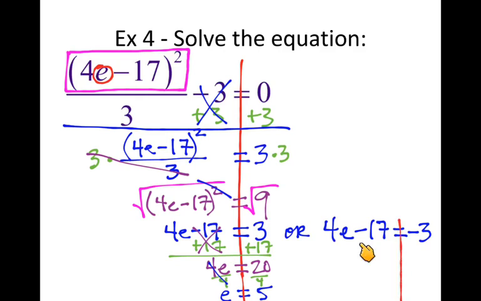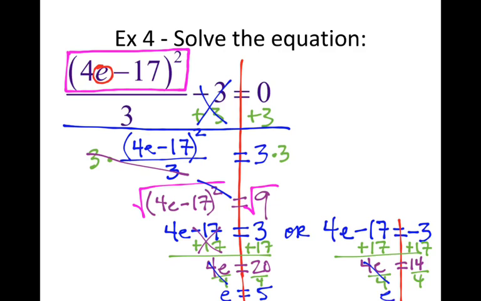What are we going to do to get e by itself here? Add 17. I know I ran out of room too. Just do what you can. You can go down into the problem below it if you need to. So we simplify here. We get 4e equals 14. You guys are going to love this next part. What do we do next? Divide by 4. What's 14 divided by 4?